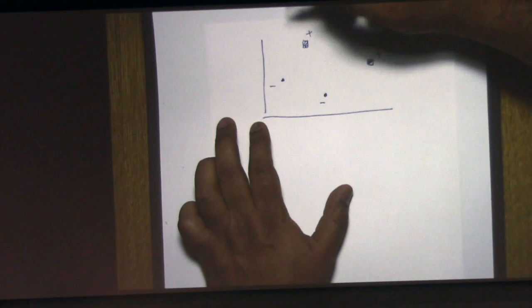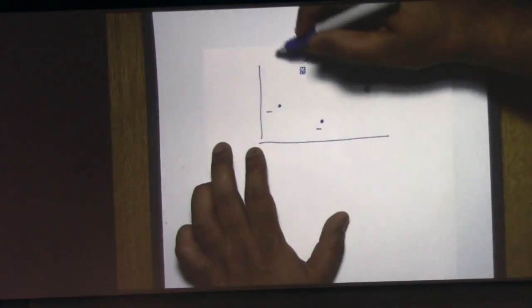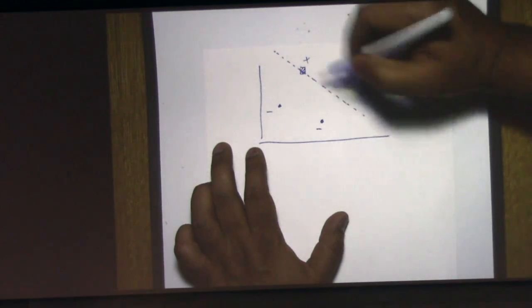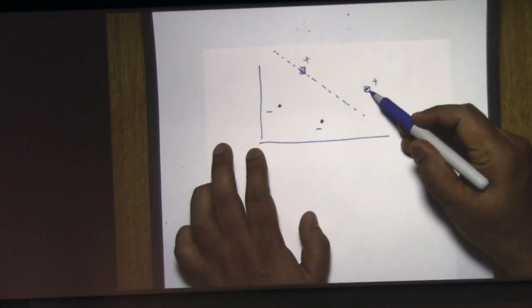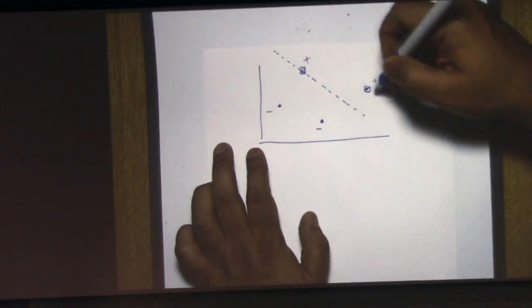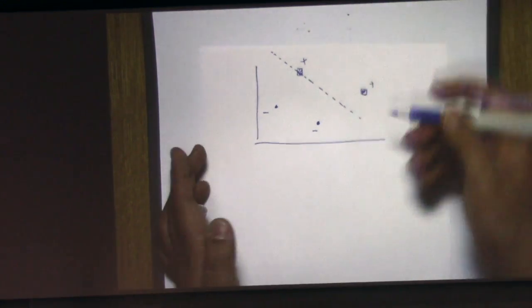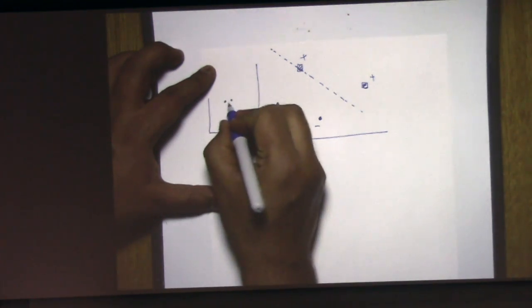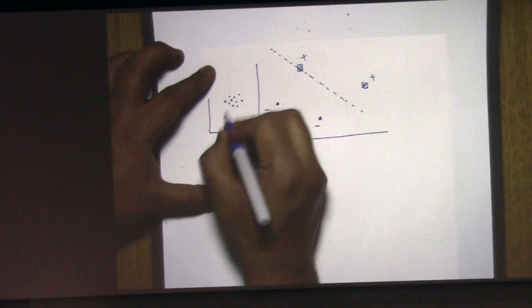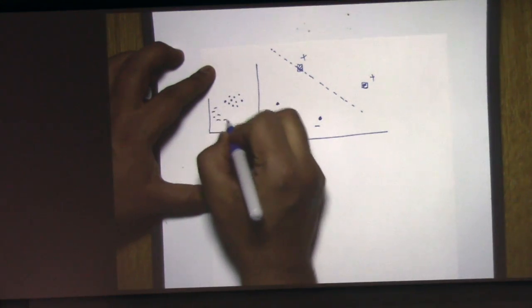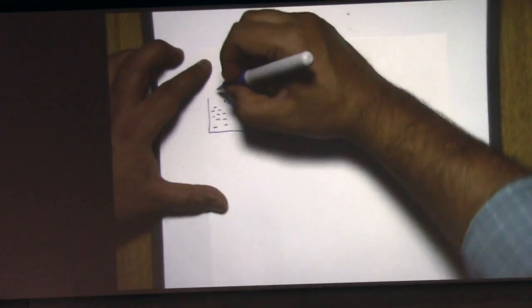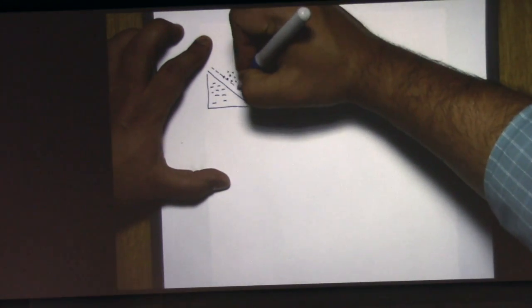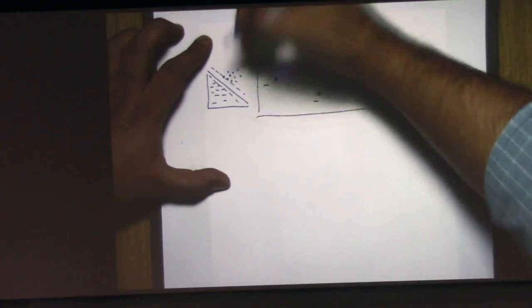So one possibility could have been that the margin line is the line that goes through the nearest plus, right? The margin line cannot go through this one, because if it does, then it is misclassifying this point. So you go back to your discussion of SVM. The idea is that you have two types of points, and this would be the separating hyperplane, and on either side, these will be the symmetric margins.